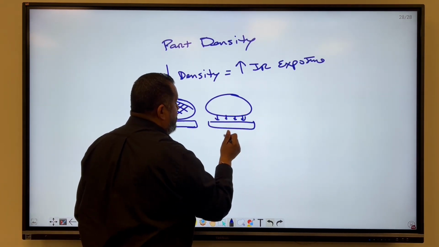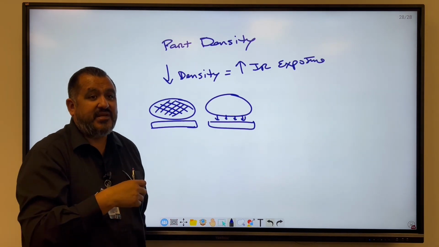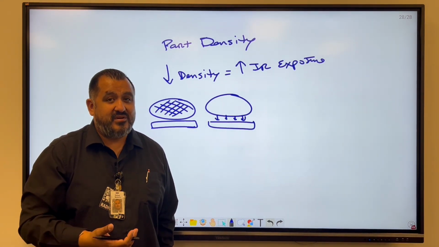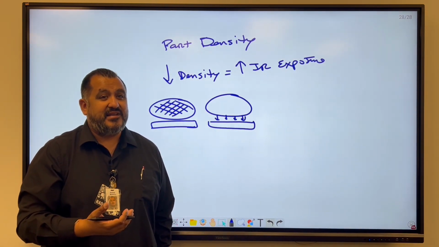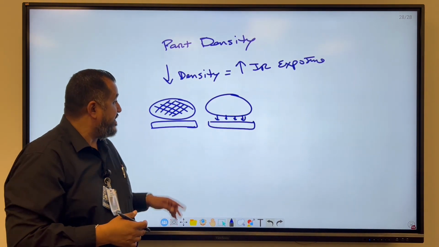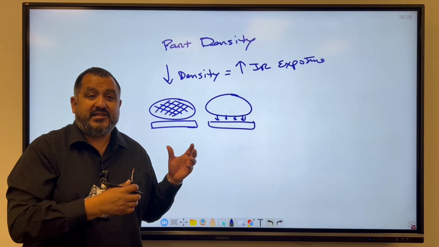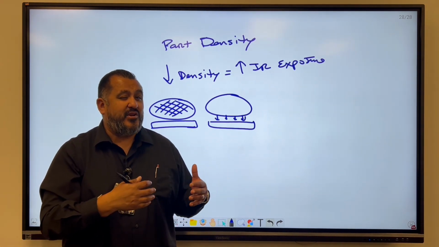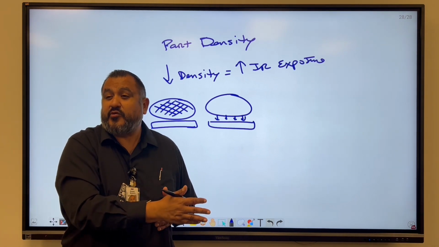It's going to be more radiolucent. So as the atomic density decreases, you're going to have more IR exposure. Does that make sense? Okay, because it's going to go through the object. The higher the atomic density, it's going to have more photoelectric effect. You're going to have more attenuation, right? It's going to be radiopaque. The X-rays aren't going to go through it as much.